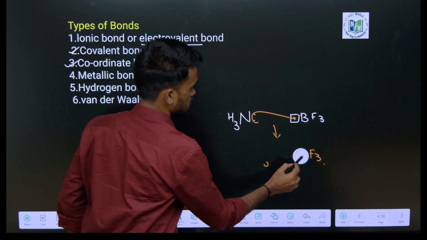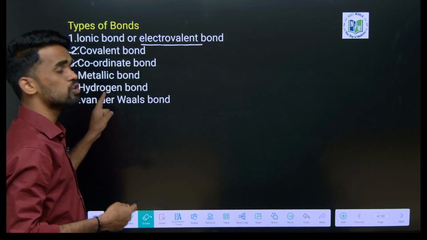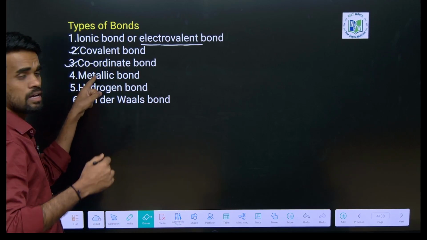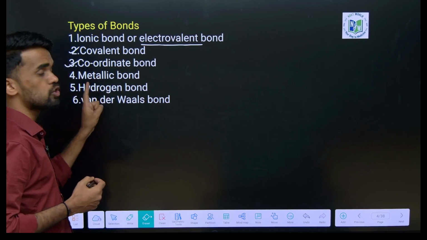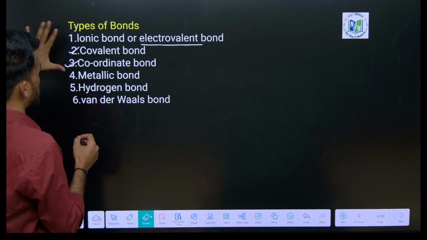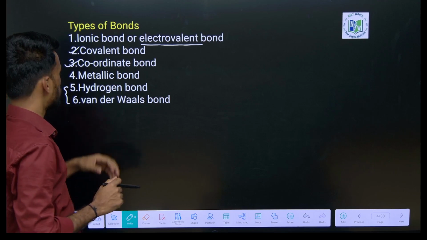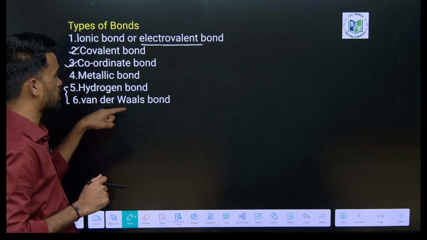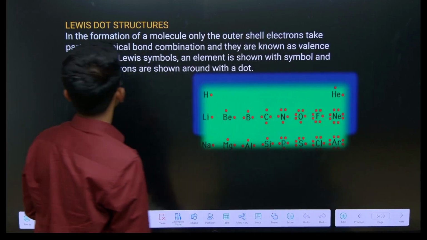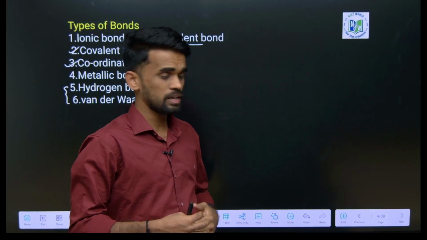Next is the metallic bond. This can be explained using the electron sea model for metals. It will be seen in metals only. Then the hydrogen bond is a special type of bond which is relatively weaker compared with the first 4 bonds. These two are relatively weaker than the first 4 bonds. We will discuss these 2 bonds separately, van der Waals bonds and the hydrogen bond. To explain how these bonds are formed, we have different approaches.